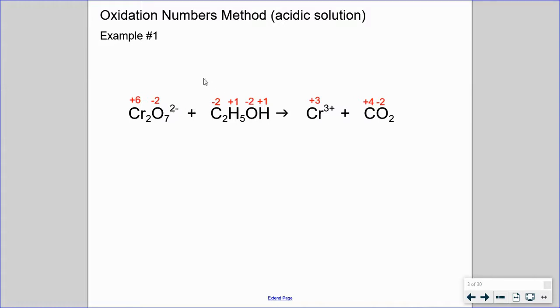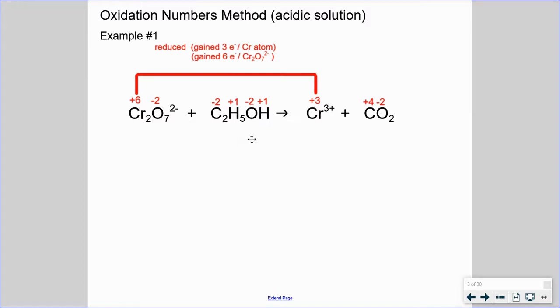Our next step then is to figure out which element is being oxidized and which element is being reduced. If you look at the chromium, the oxidation number goes from a positive 6 down to a positive 3, and so it's reduced. It gained 3 electrons per chromium atom. However, this ion has 2 chromiums in it, so it actually gains 6 electrons in this reaction. We have to keep that in mind.